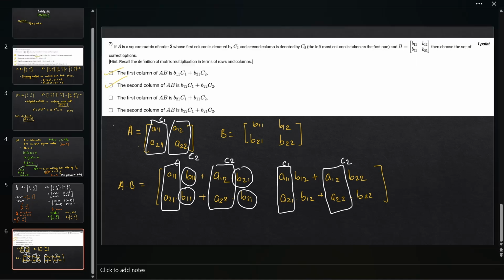What about option 3 and 4? So both these options are incorrect. Why? So option 3 says in the first column of AB, that is this one, B21 is getting multiplied with C1. But here we have seen that B21 is actually getting multiplied with C2. So this option is incorrect. And the option 4 says that B22 is getting multiplied with C1. And here we have seen that B22 is being multiplied with C2. So this option is also incorrect.